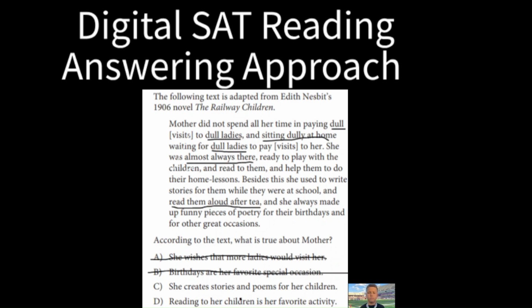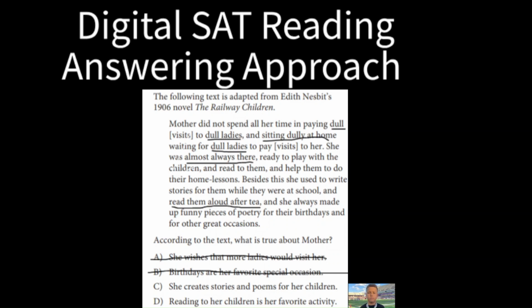She creates stories and poems for her children. Yeah, she used to write stories for them while they were at school, and she always made up funny pieces of poetry for their birthdays and for other special occasions. It's not saying that they're her favorite activity, but it says that she did them. So, yeah, that appears to be true, and we'll keep that, and then we'll look at the other answer choice and see if we can eliminate something.